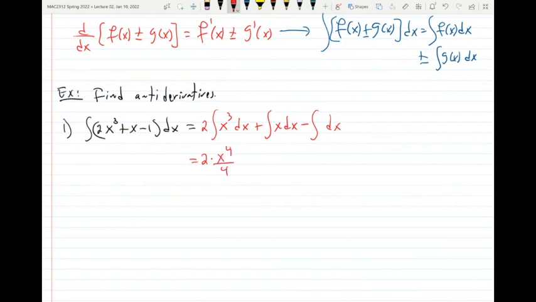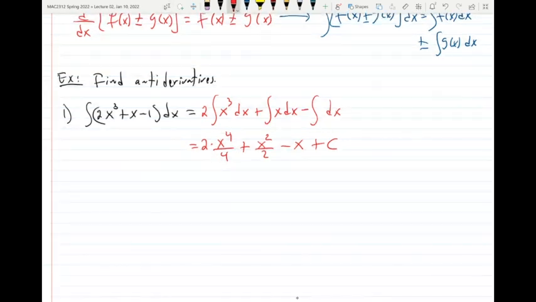That will be x to the 4 over 4, right? It's n plus 1 over n plus 1, right? Plus the integral of x squared over 2, and the integral of 1, x. Do you understand this? And then, of course, we do plus c.